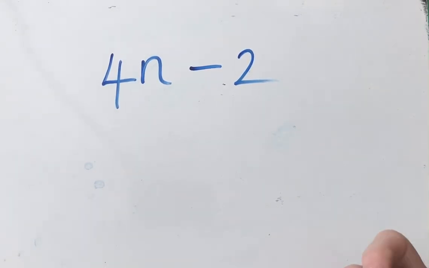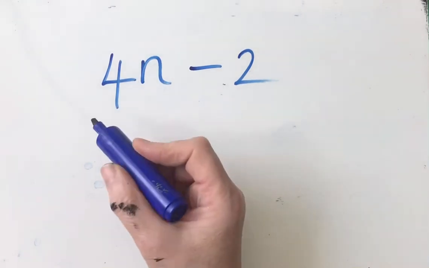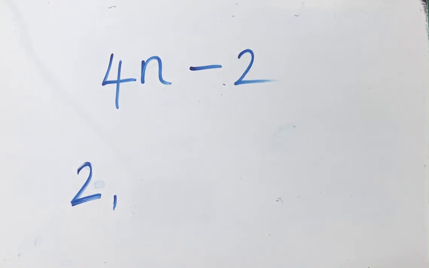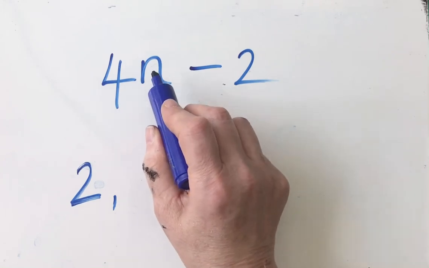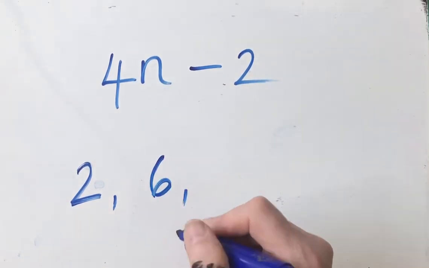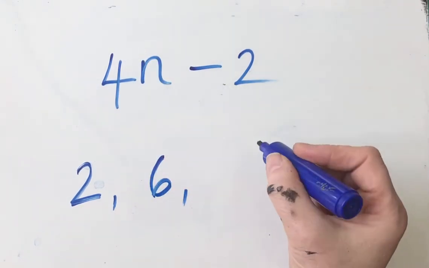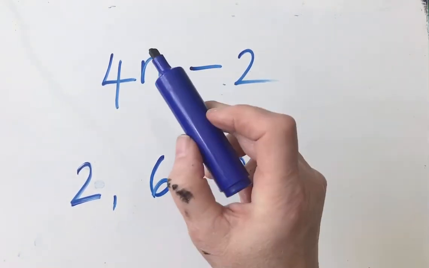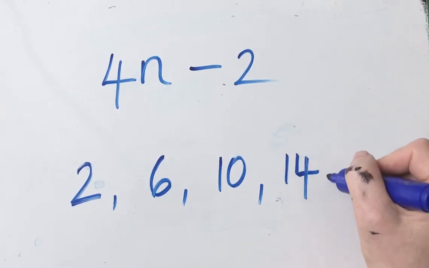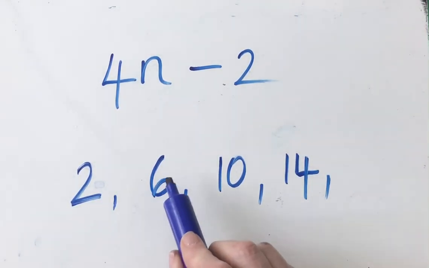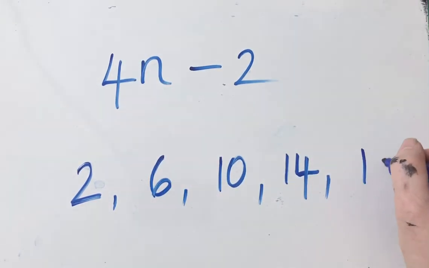The first term is when n equals 1. 4 times 1 is 4. 4 take away 2 is 2. The second term is when n equals 2. 4 2s are 8. 8 take away 2 is 6. The third term is when n equals 3. 4 3s are 12. 12 take away 2 is 10. 4 times 4 is 16. 16 take away 2 is 14. And the fifth term, 4 5s are 20. 20 take away 2 is 18.